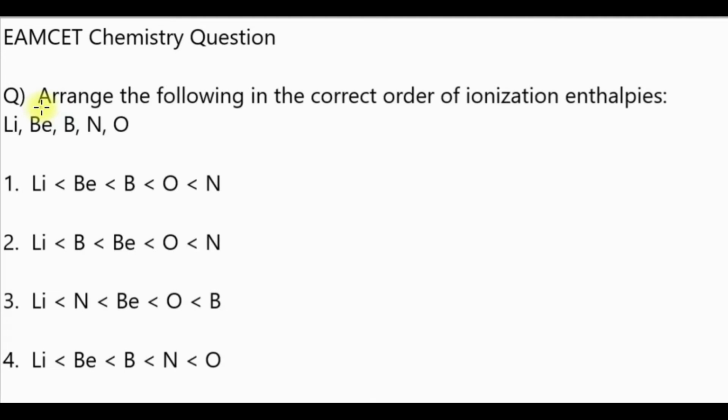Arrange the following in the correct order of ionization enthalpies, and the elements given are lithium, beryllium, boron, nitrogen, and oxygen. So let us look at the answer.